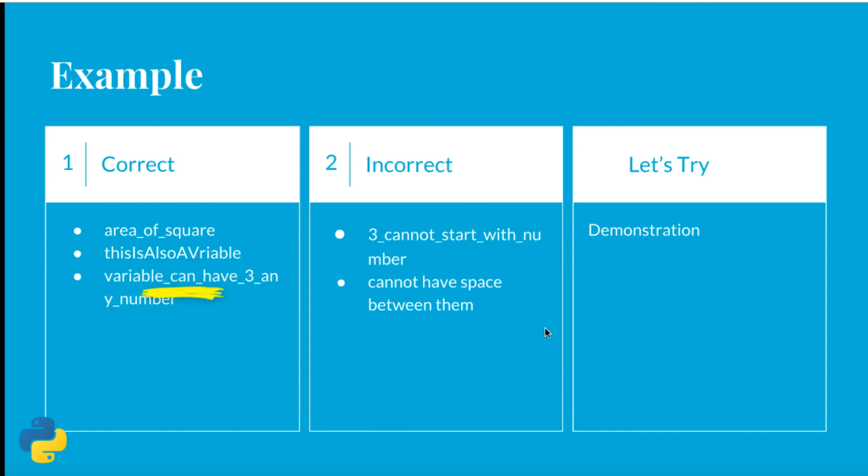A variable can have a number, any number. You can use any number in a variable, but always remember the variable never starts with a number. You can have a number in between that particular word, but you cannot start a variable with a number. So here are some incorrect ones. Here you can see the 3 is a number, so this variable starts with a number, so this cannot be a variable, and you will get an error. And you cannot have a space between words; if you try to create a variable that has a space, you will get an error. So my friends, let's have a demonstration on variables and let's try it.